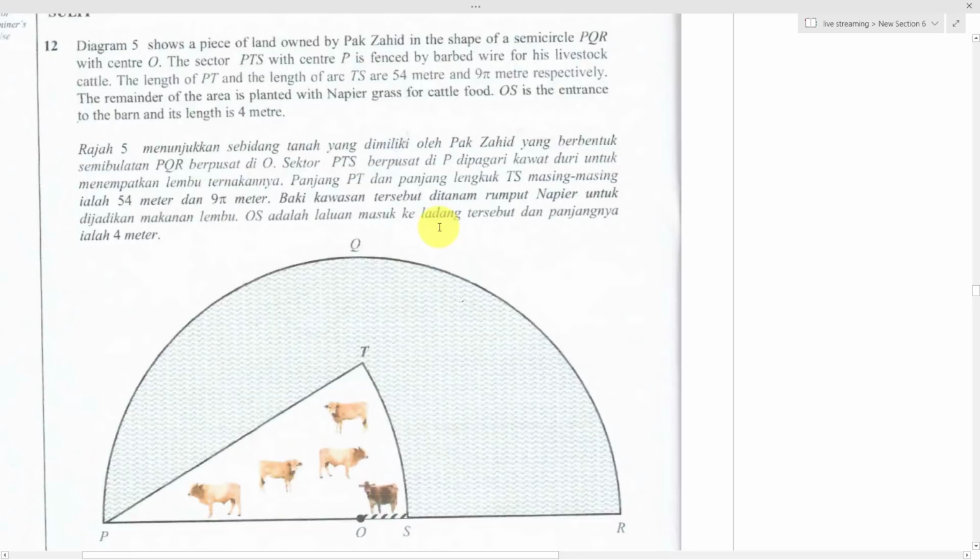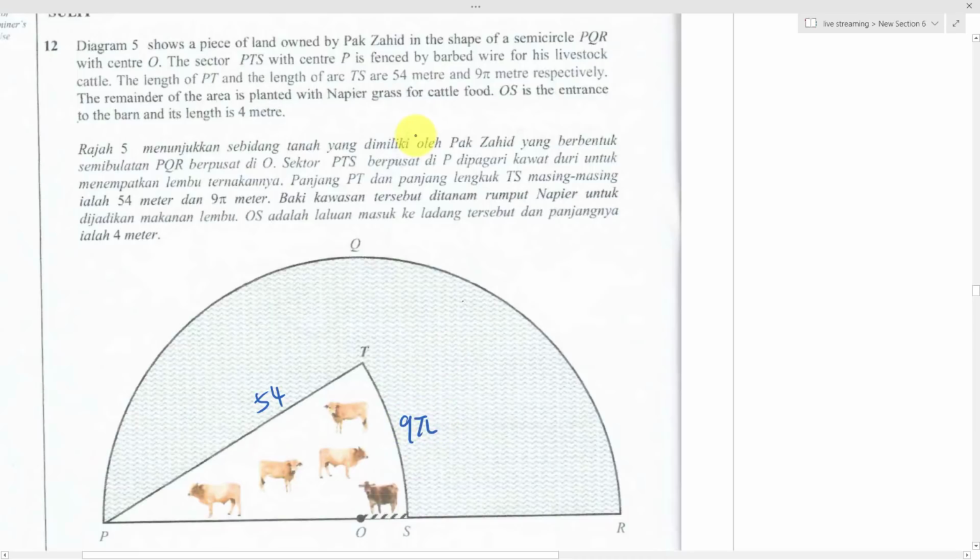Yeah, this question at first I thought it was very hard because I saw a lot of diagrams over there, but then it is quite easy. So Diagram 5 shows a piece of land owned by Pak Zahid, in the shape of a semicircle PQR with center O. PTS with center P is fenced by barbed wire for his livestock cattle. The lengths of PT and RTS are 54 and 9 pi respectively.